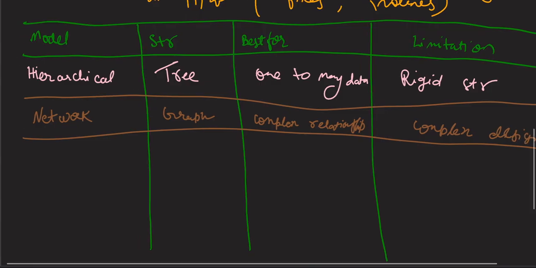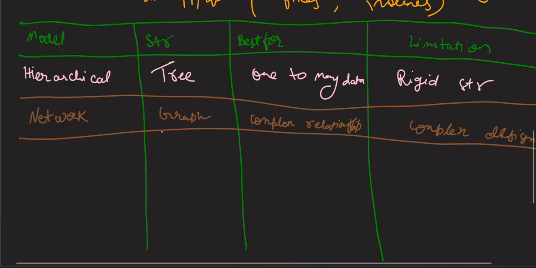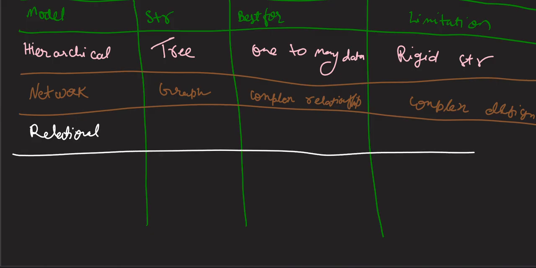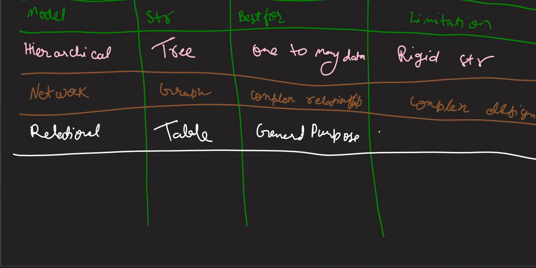ठीक है. अब नेक्स्ट है हमारा रिलेशनल. तो रिलेशनल के बारे में देख लेते हैं. तो इसको टेबल स्ट्रक्चर, टेबल लाइक स्ट्रक्चर एंड जनरल पर्पस. ठीक है, और इसका लिमिटेशन क्या है? परफॉर्मेंस ऑन लार्ज डेटाबेस. ओके.